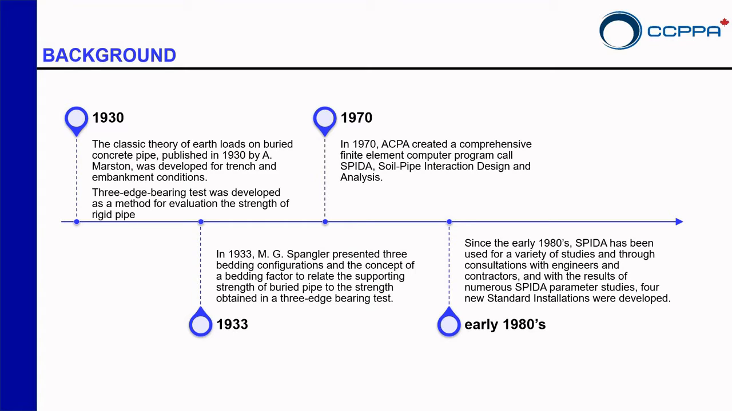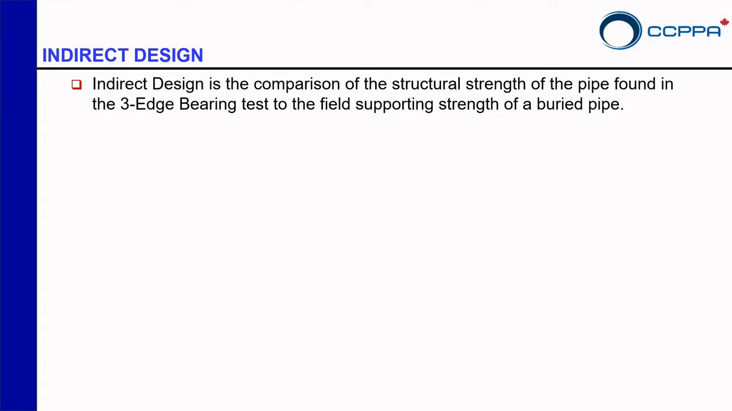In the 1970s, the American Concrete Pipe Association created a comprehensive finite element computer program called SPIDA, or Soil Pipe Interaction Design and Analysis. Since the 1980s, SPIDA has been used in a variety of studies, and through consultations with engineers, we were able to develop new standard installations that are used nowadays. So the Indirect Design Method is the comparison of the structural strength of the pipe found in the three-edge bearing test with the field strength when the pipe is buried.